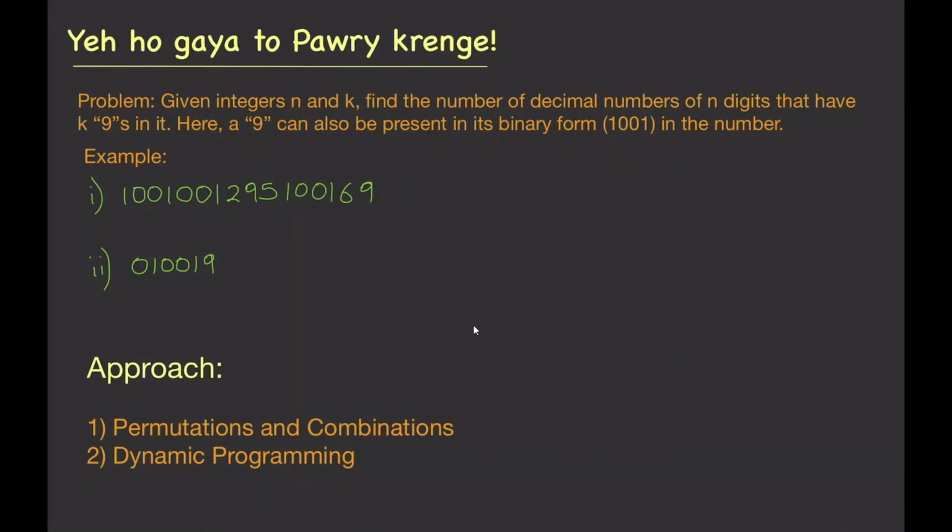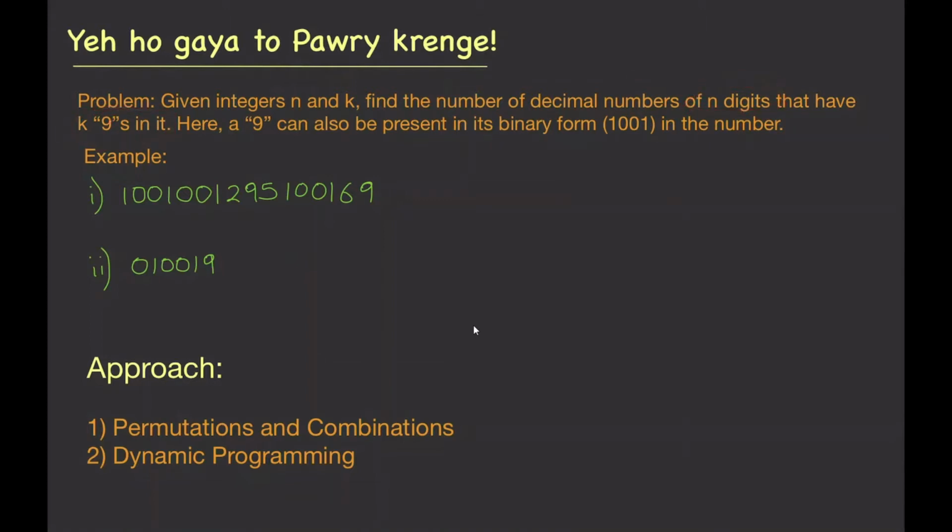Hello everyone. So now we will see the editorial for the problem ये हो गया तो pawri करेंगे from Convex 2.4. So the problem is as follows. You are given two integers n and k, and what you have to find is the number of decimal numbers of n digits such that there are k nines in it.